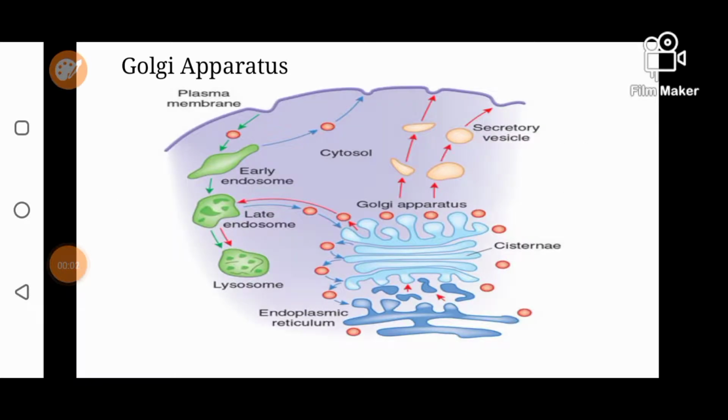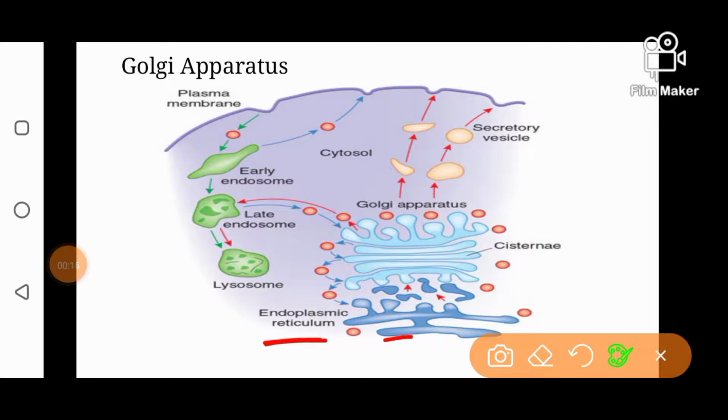In this diagram, you can see a clear picture of how Golgi apparatus works. Golgi apparatus works in collaboration with endoplasmic reticulum. You can see this is endoplasmic reticulum, and this is Golgi apparatus. This face of Golgi apparatus is known as Cis Face, towards the endoplasmic reticulum. This Cis Face receives vesicles from endoplasmic reticulum. These vesicles come from endoplasmic reticulum and fuse with the Cis Face of Golgi apparatus.